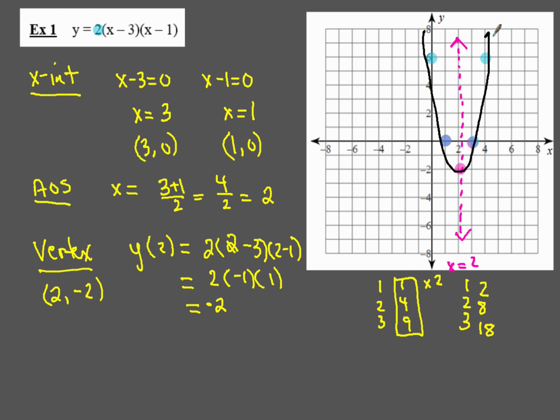So we'll go ahead and connect our parabola. Make sure you put arrows on the end, and that's that. Now to come up with a table of values, I'm simply going to look at all of the points that are on my graph.